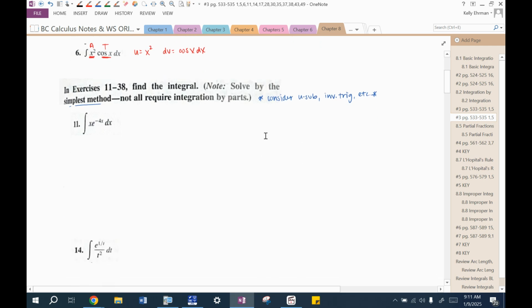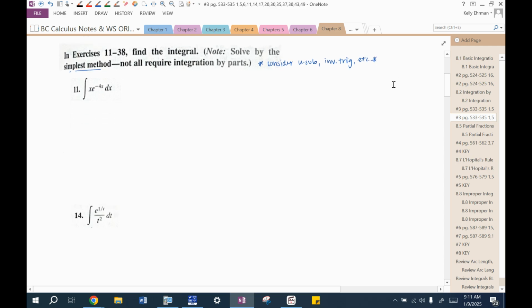So now for the next set, it says find the integral. Solve by the simplest method. So we don't have to do integration by parts. Remember, integration by parts is when you're doing the integral of a product and u sub wouldn't work. So consider u sub. Take a quick look for inverse trig. Does it look like 1 over a squared plus u squared, or 1 over square root of a squared minus u squared, etc.?